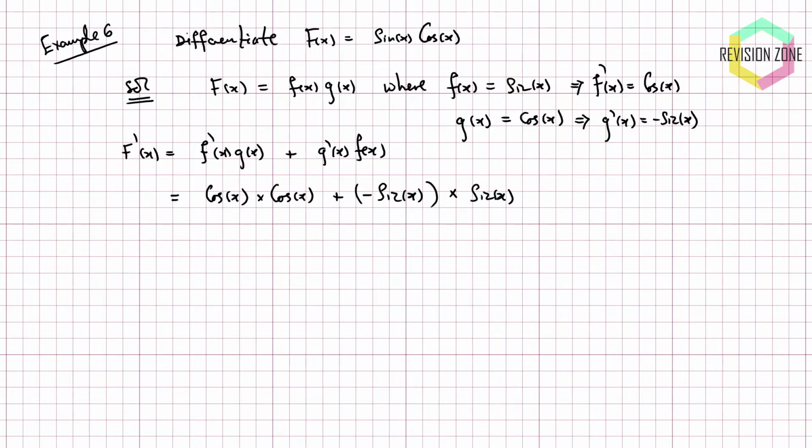So we have that. Now we can simplify this, and the first two terms are going to combine. Cos times cos is going to be cos squared. And the sine times sine is going to give me sine squared, but of course I've got to be careful with that minus. So I'm going to have a minus sine squared x, and this is basically our derivative.